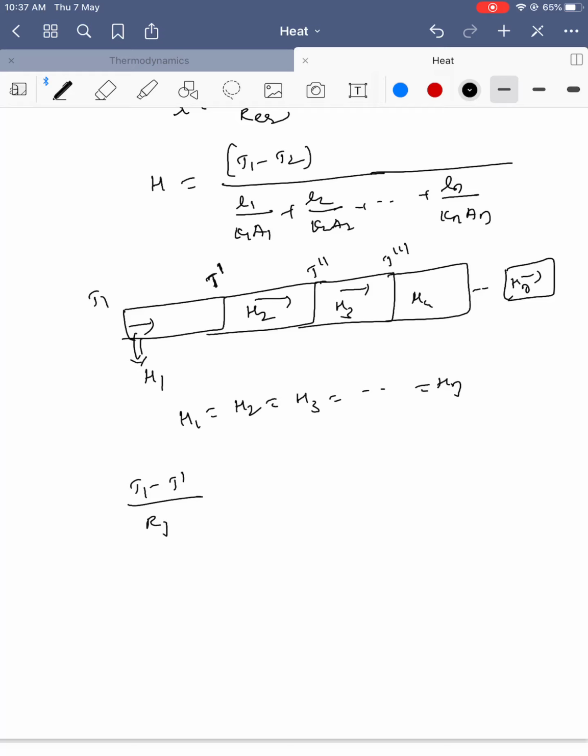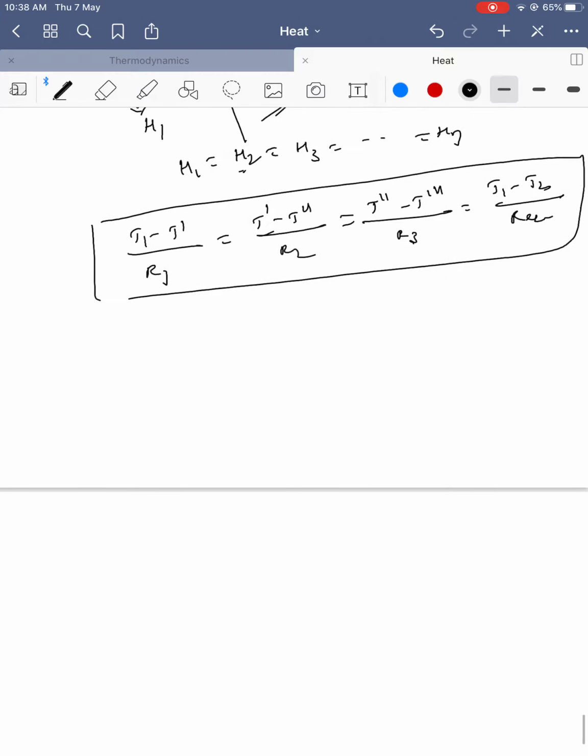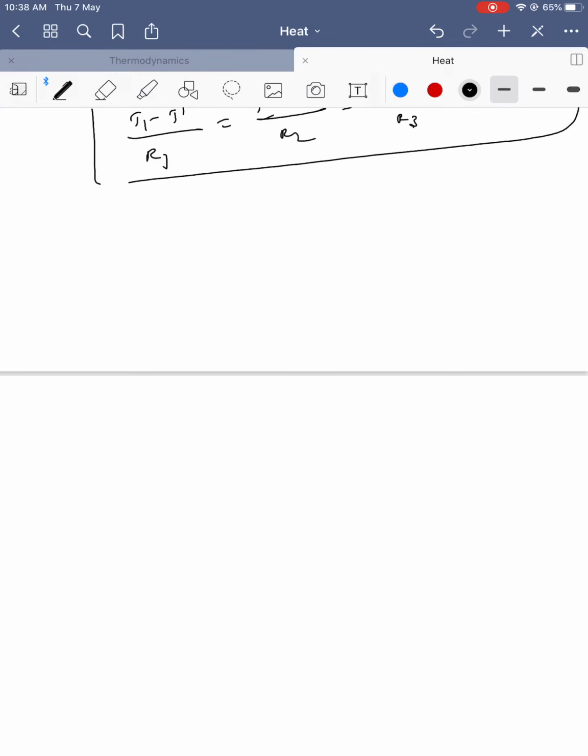H is equal to delta T by R. H2 is nothing but the temperature difference between these two, so T prime minus T double prime by R2. It is equal to the same thing here, T double prime minus T triple prime by R3. It is equal to, what is the value? T1 minus T2 by R equivalent. This is why heat transfer is same in a series connection. Okay, let's see equivalent thermal conductivity.